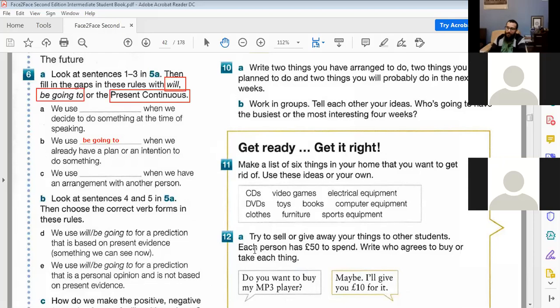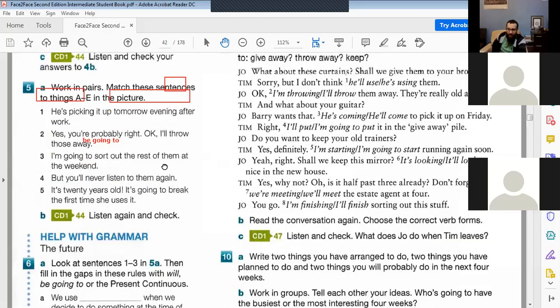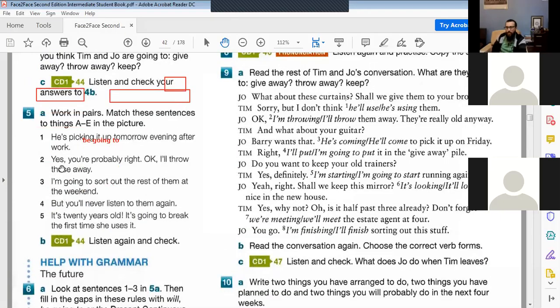Okay. But for example, let's say, remember the conversation when Tim and Joe were talking, and Tim said, "You won't read the letters." So she said, "Yeah, okay, I'll throw them away." Yes. Here, if we go back, I'll show you. Can you see this sentence? I'll throw them away. Number two, yes, you're probably right. Okay, I'll throw them away. I'll throw those away. Yes, I decide.